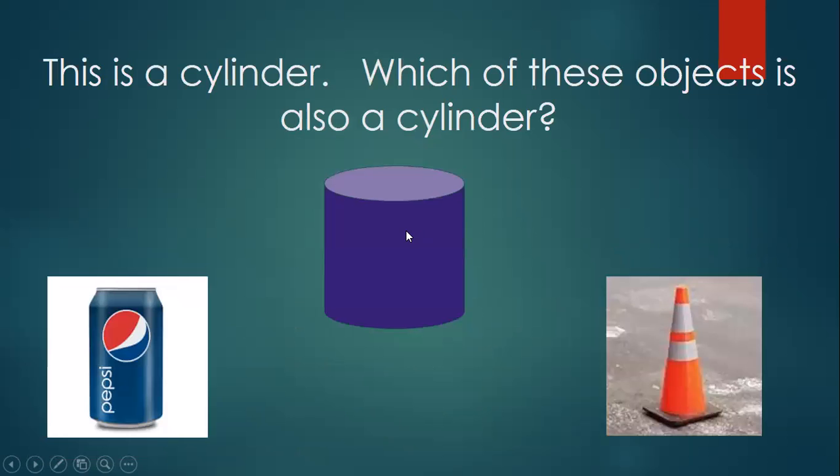This is a cylinder. Which of these objects is also a cylinder? You're right. It's the can of pop. A can of pop is a cylinder.